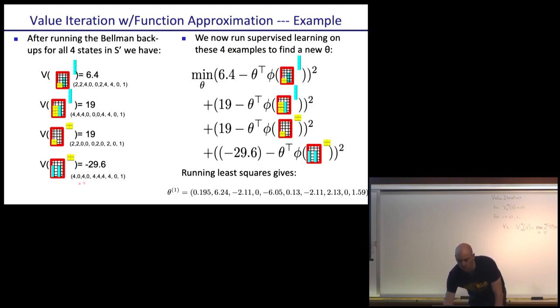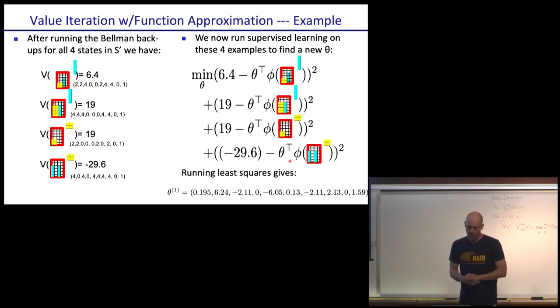Now, the next step in this process is that we do a minimization. We have target values, and we have our function approximation format. And we try to get the function approximator to be close to those target values. We can run least squares on this, gives us a new set of theta values, which in turn gives us new predictions for those states and other states, what their values would be.